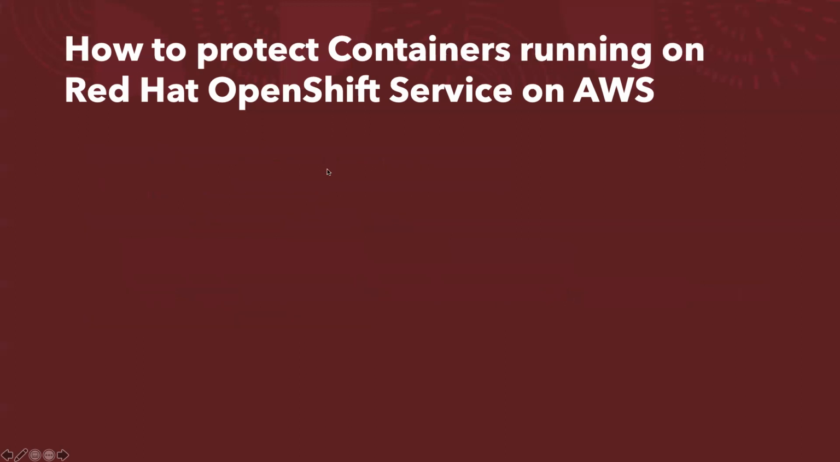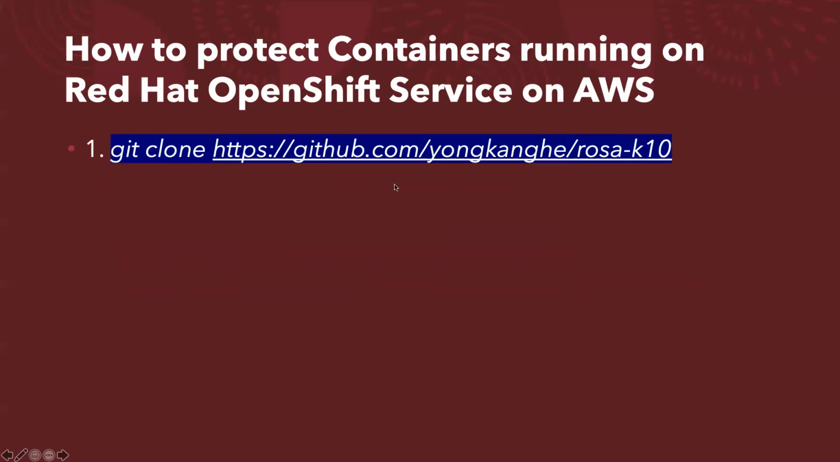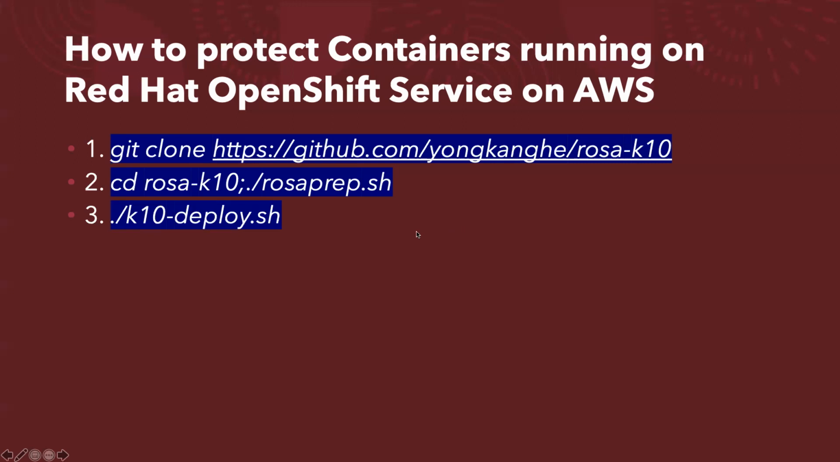And now the next step is how to protect the containers running on ROSA. So first step, you do git clone of this repository. So we are going to copy the folder to your local terminal. And then you change to the directory cd rosa-k10 and run the rosa prepper command. So step 1 and step 2, you only need to run once. And after you've done that, you can run K10-deploy to deploy Kasten K10 plus all the additional stuff. And once you've done your testing, you can run another command called K10-destroy.sh to destroy the whole environment.